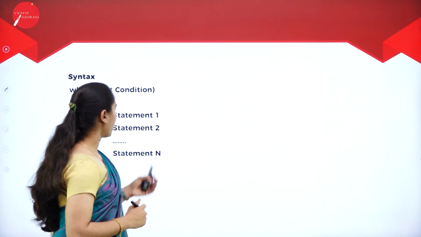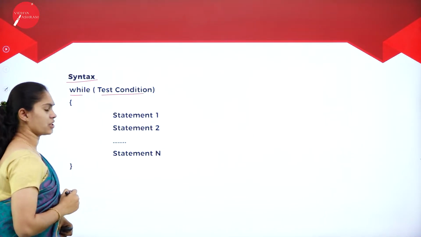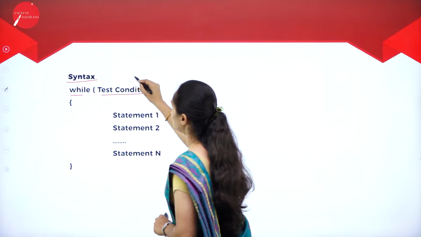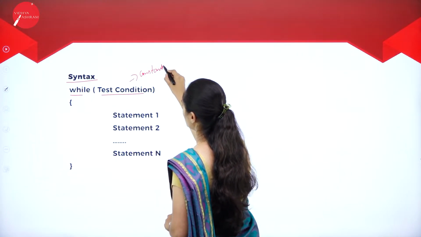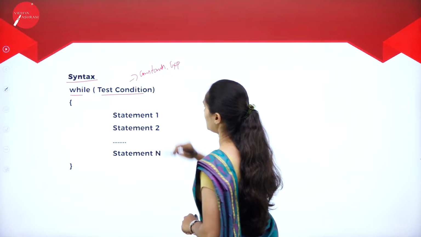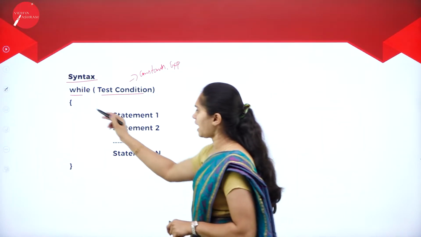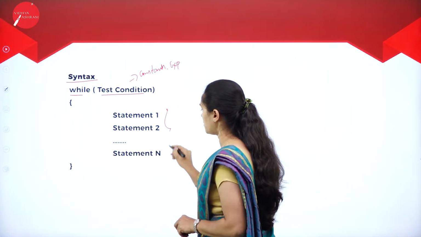Here you can see the syntax: while of test condition. While is a keyword here, and the test condition is nothing but some constants or some expression, so it can be anything. That is the main condition that we are giving. Then we have an opening and closing of curly braces, and within that I have n number of statements.